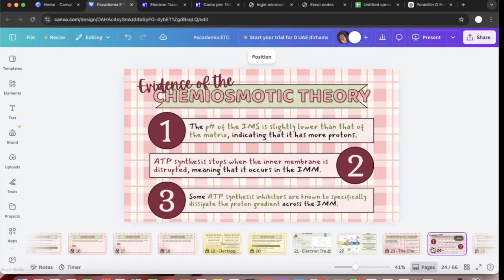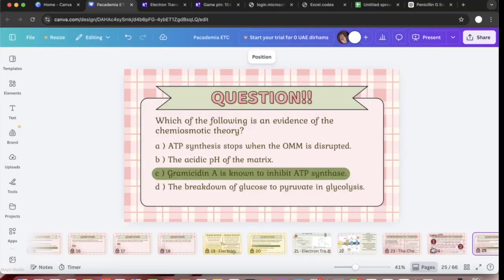Protons are pumped in the complexes. In the complexes, protons are pumped from the matrix into the IMS. This creates a gradient. So because you want to reduce the gradient or return it back to normal, protons will go back from the IMS into the matrix. Do you get that now?